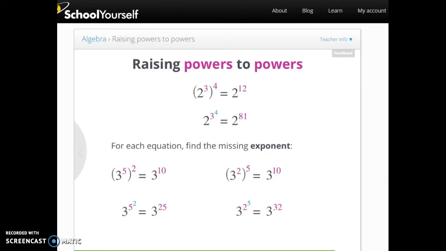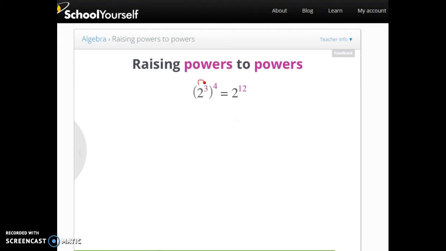So when you're raising a power to another power, pay careful attention to whether there are parentheses. And when there are parentheses and you're raising to the powers one at a time, it's equivalent to multiplying the exponents together.